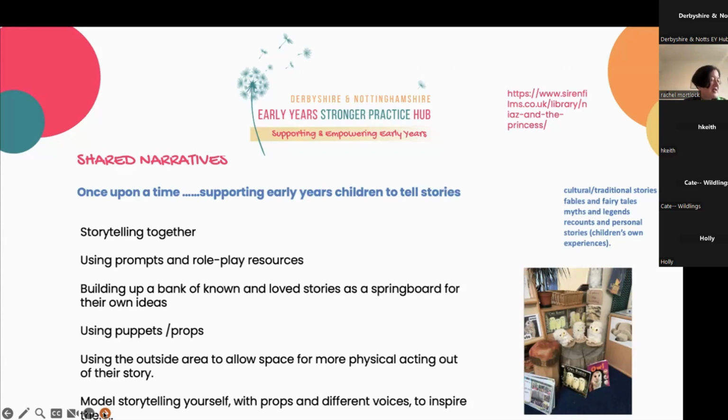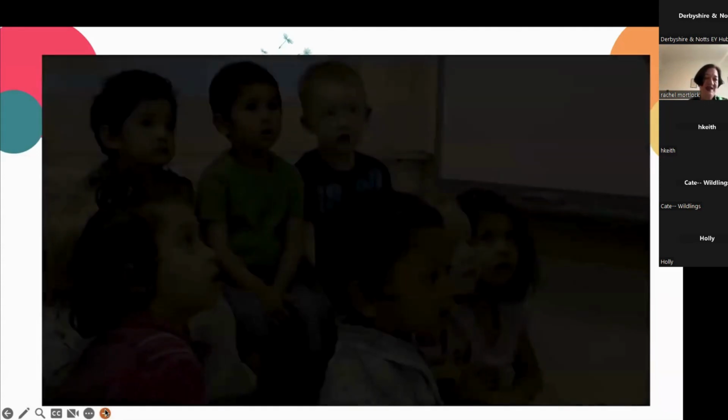So it's an opportunity to devise their own stories, and they might be recorded by an adult, or they might be told along. And we're going to look at some examples as we go through about prompts and props to support them, about thinking about opportunities to retell stories outside where there's a really big space, and about thinking about different cultural stories. And we're going to look at a couple of videos which have some shared narratives.